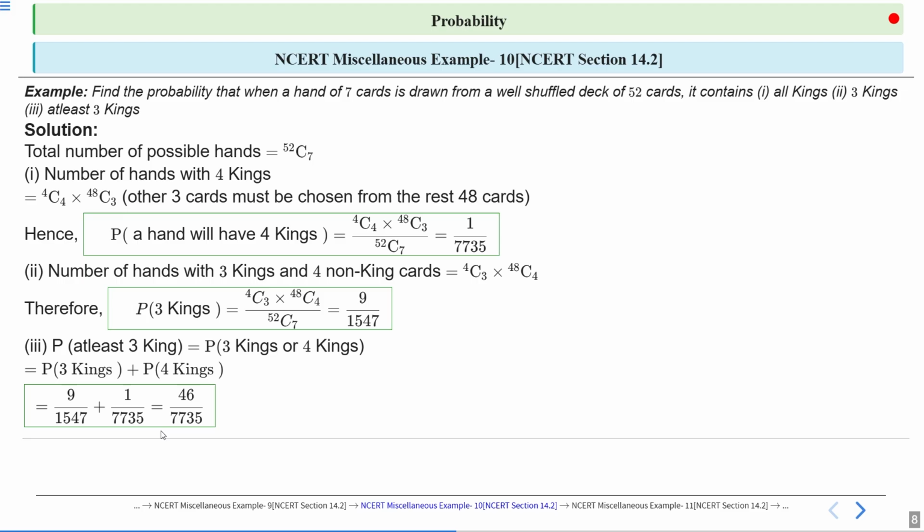So we found that the probability a hand will have 4 kings is 1 upon 7735, the probability of 3 kings is 9 upon 1547, and the probability of at least 3 kings is equal to 46 divided over 7735. Clear? I hope it is clear to all of you. So now let us move to the next example.